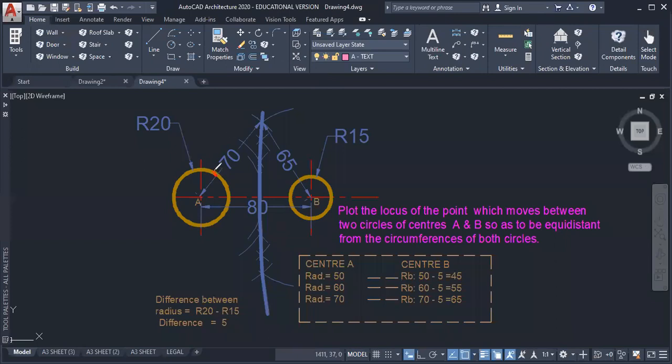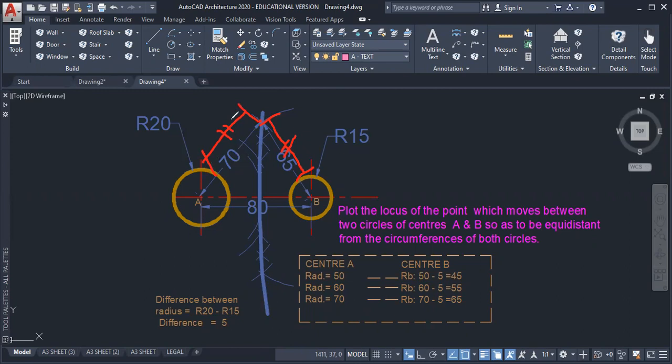For example, whatever the distance is from here to the locus here, if this is 50, it must be the same distance from this point on the circumference. So these are equidistant. Here must be equal to the distance across here, equidistant.